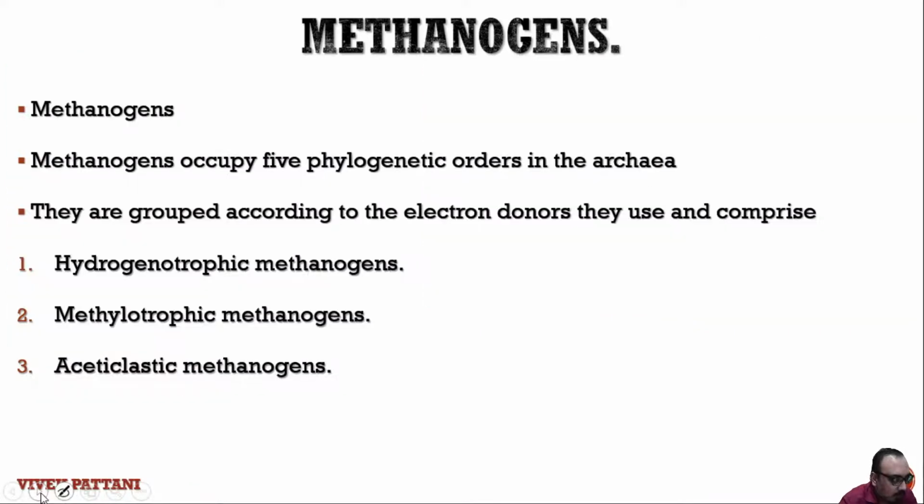Now moving forward with the process, till now about 5 different phylogenetic orders of methanogenic groups have been identified. What I am going to discuss is according to the electron donors they use. They are divided into 3 groups based on the electron donors they use.